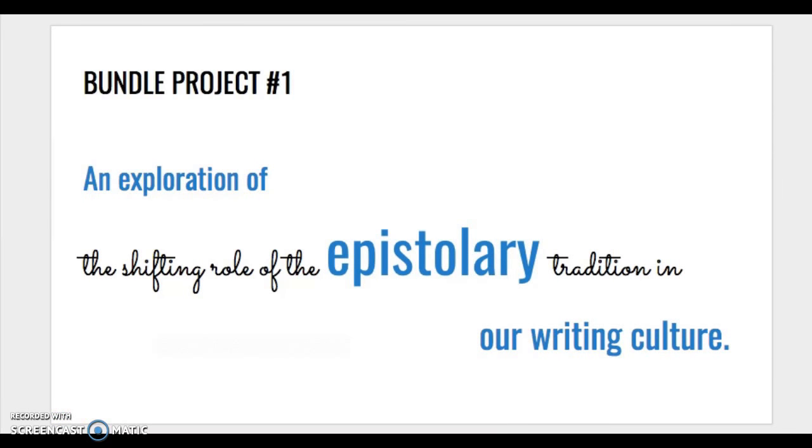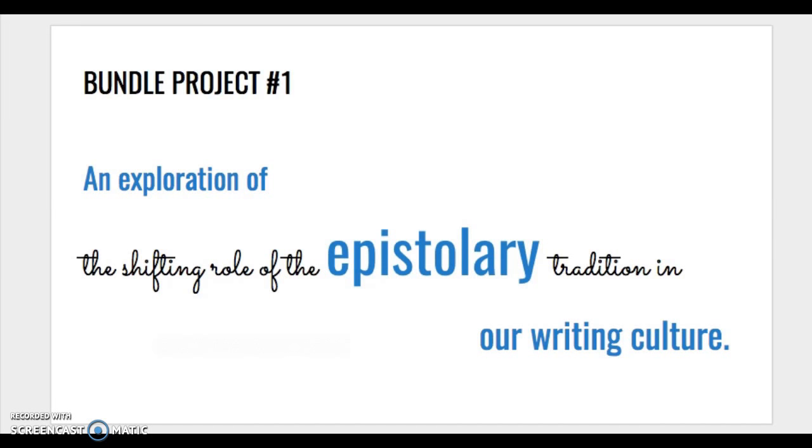This particular bundle focuses on the epistolary tradition, both historically and how we have changed it, adapted it, used it, killed it in modern times for its effects and influence on our writing culture. We're examining it, holding it up to the light, asking questions and offering commentary on its role in writing culture currently, the epistolary tradition.